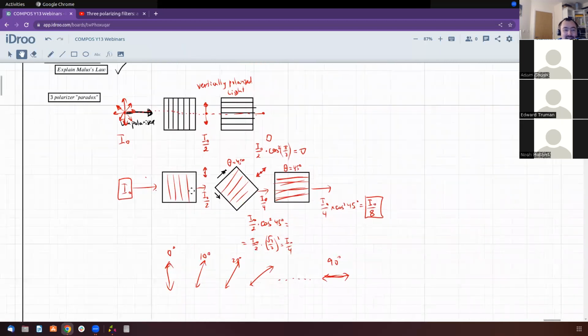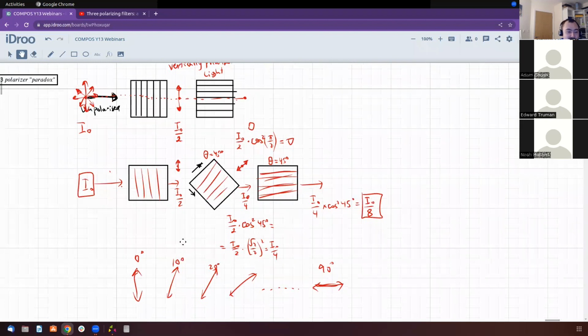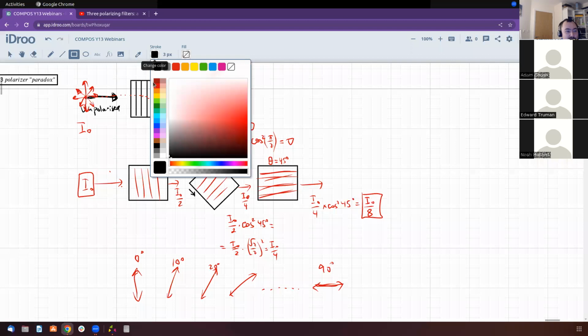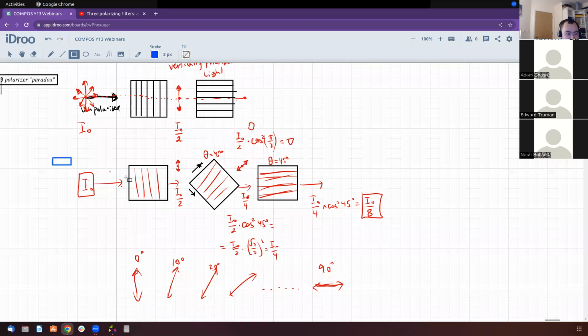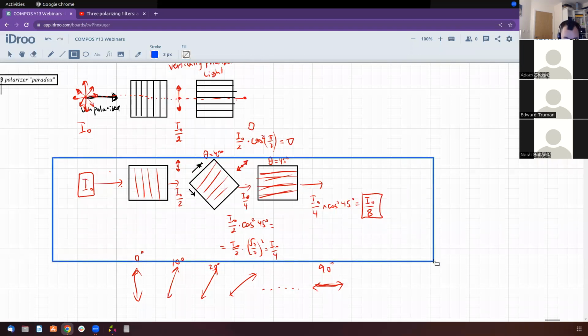Anyways, does this explanation make sense on a scale of 0 to 10, please? Like this bit, the I0 over 8. Okay, very good.